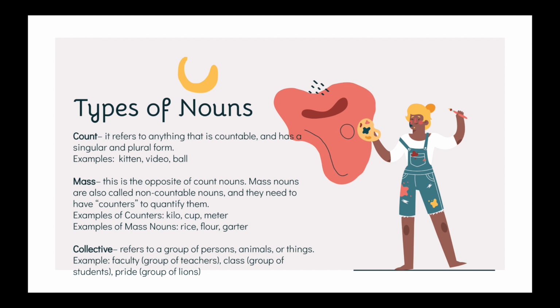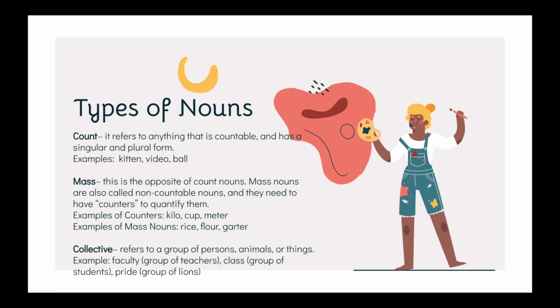We have talked about this before in class. Count nouns are everything that you can count, so they are countable nouns. They have singular and plural forms, not always, but most of them. For example, kitten, video, and bowl. And we also have mass nouns, which you cannot count, also known as uncountable nouns.